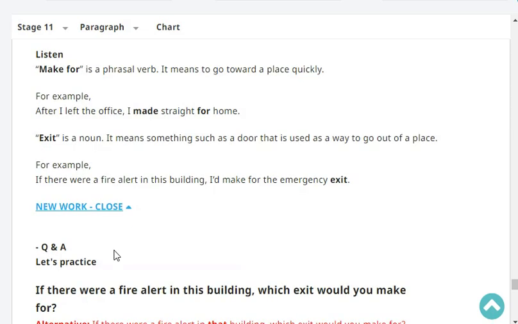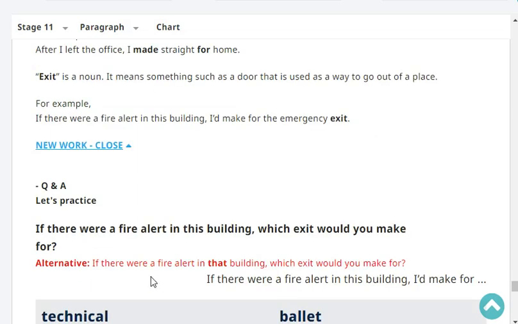Exit is a noun. It means something such as a door that is used as a way to go out of a place. For example, if there were a fire alert in this building, I'd make for the emergency exit. So it means I'll go straight to the emergency exit right away. Let's practice.